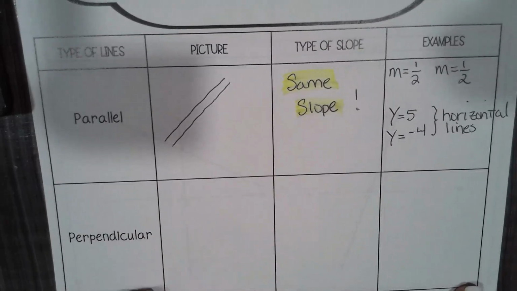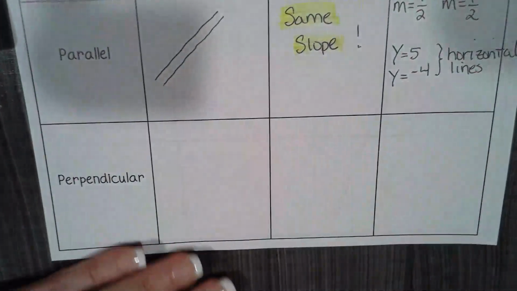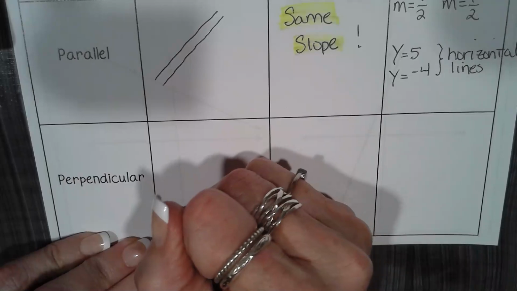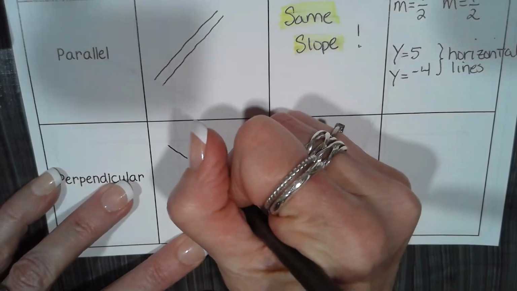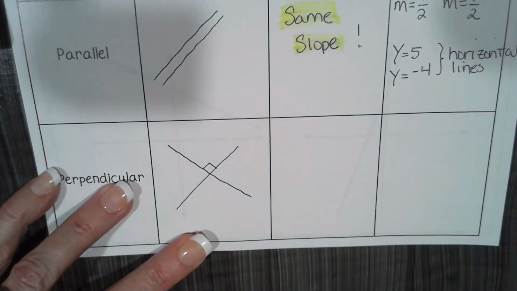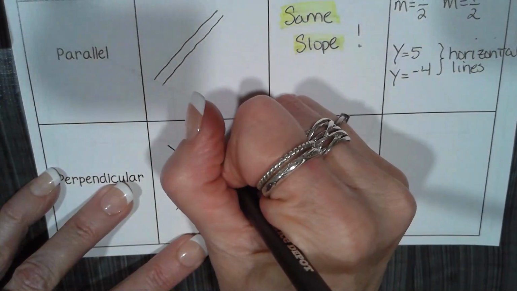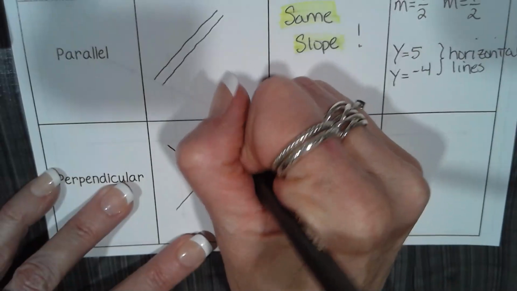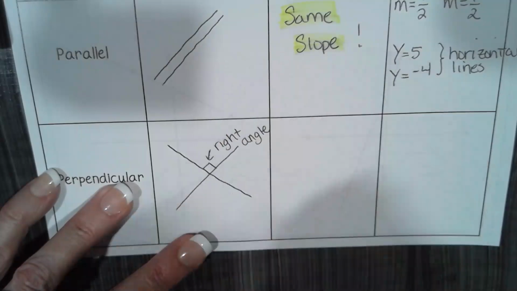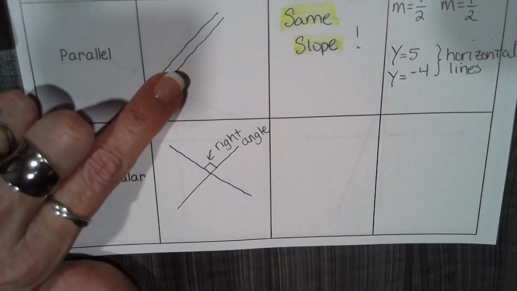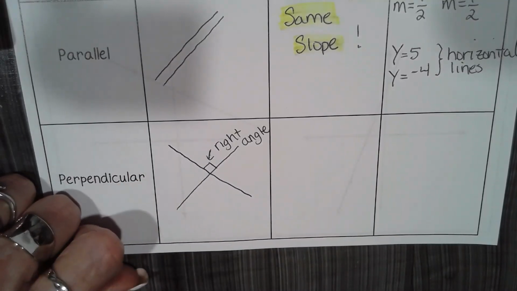All right, perpendicular is a little bit trickier. Perpendicular is going to be two lines that meet at 90 degrees. Two lines that meet at a right angle. So keep in mind, it's not just any line that's not parallel. Perpendicular lines meet at a particular angle, a right angle.